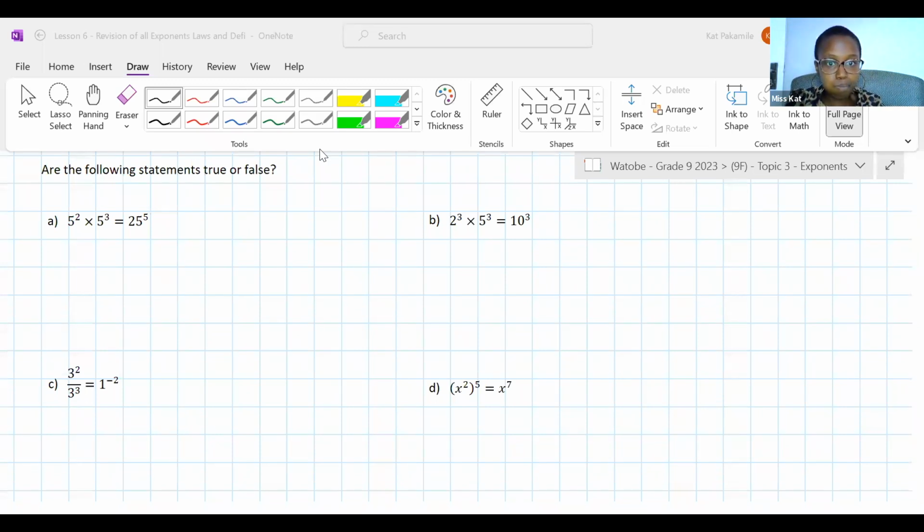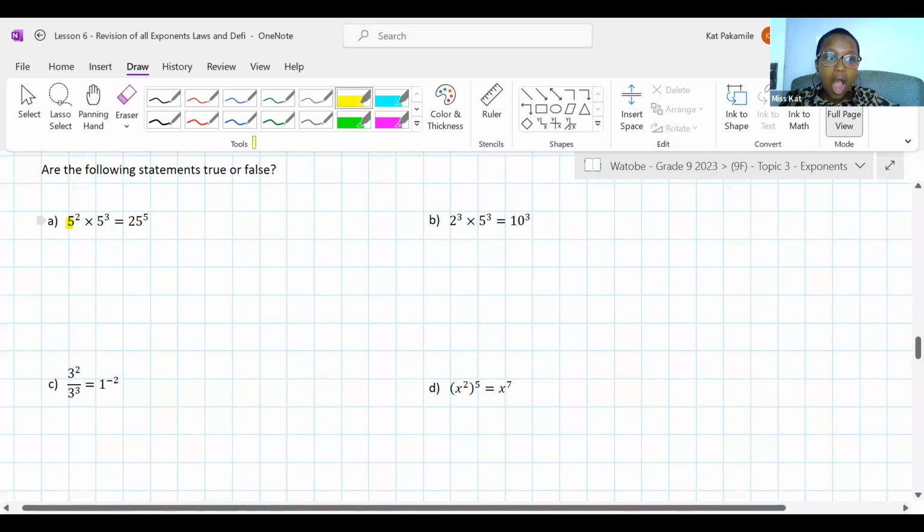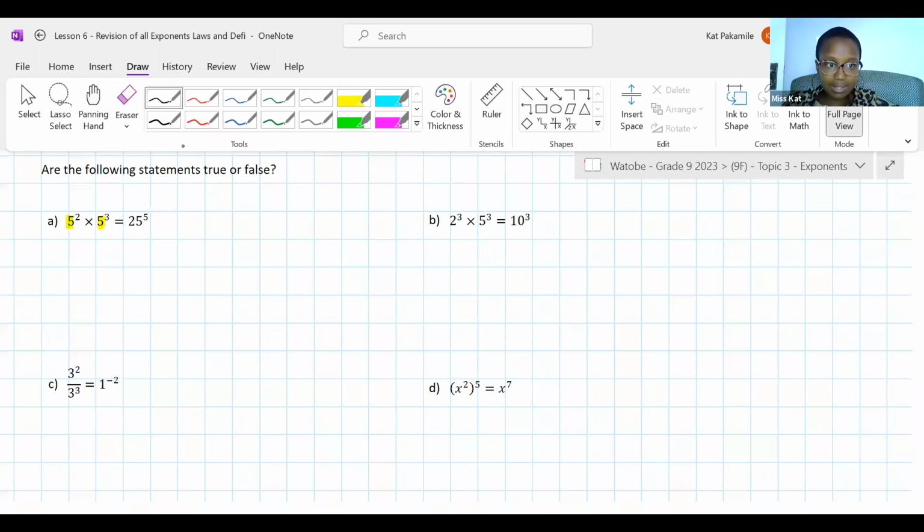Ma'am, A is actually true because if we say 5 times 5, like for the first one. Did we multiply our exponents? No, remember we kept the same base. So you keep the base. So you say 5 to the exponent of 2 plus 3, which is 5 to the exponent of 5, not 25. So this is indeed false.